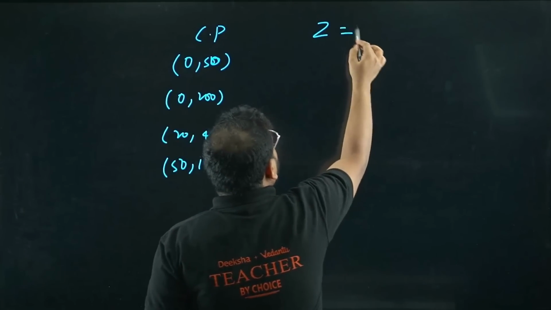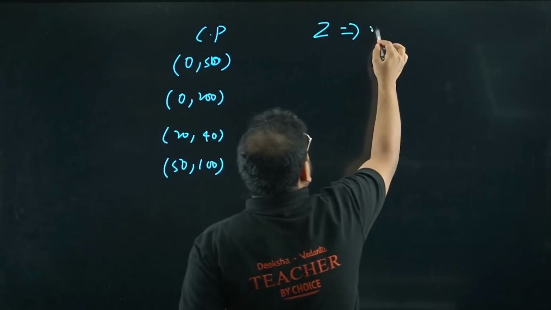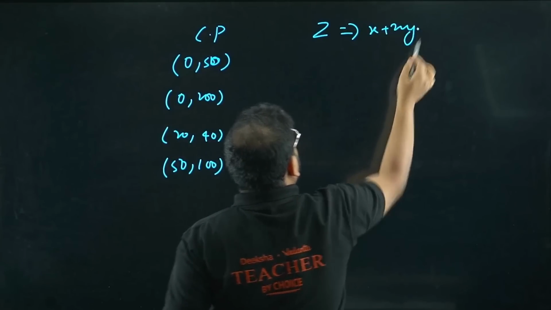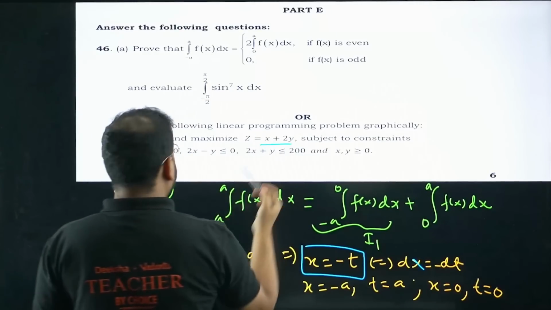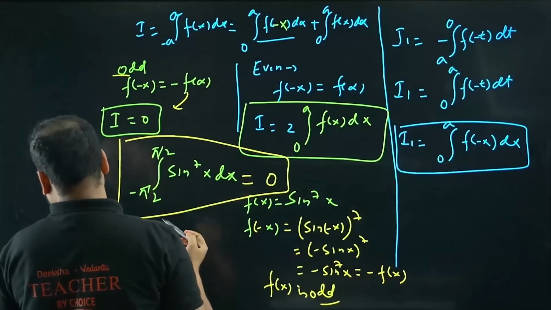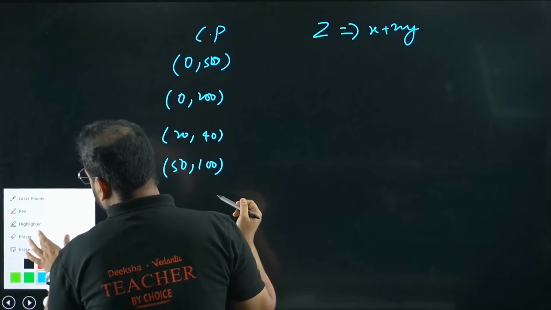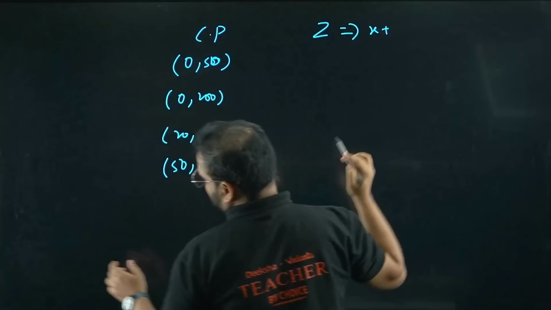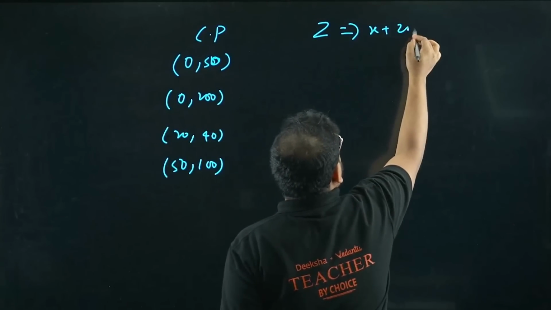Z is nothing but, please check, x plus 2y. I'll just cross check for 1 second from the question also. X plus 2y I have. X plus 2y. Great. It doesn't look right, I'll just rewrite it. Okay. X plus 2y. Let's calculate now.